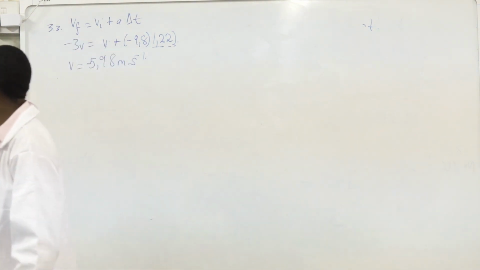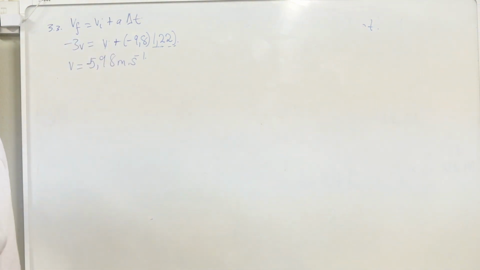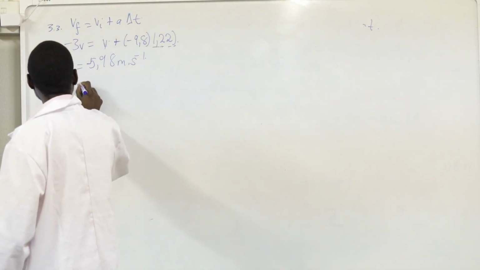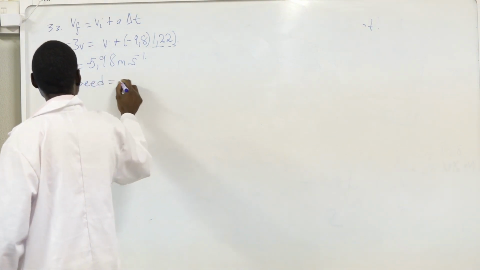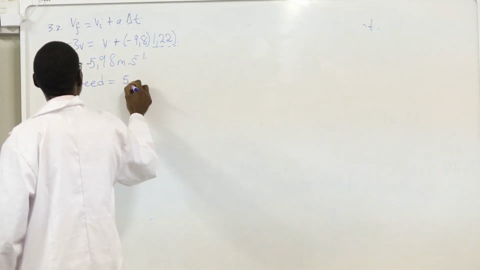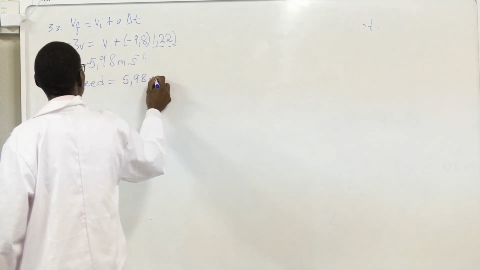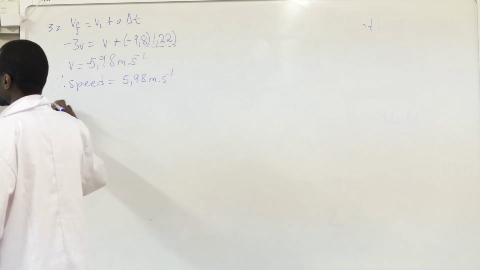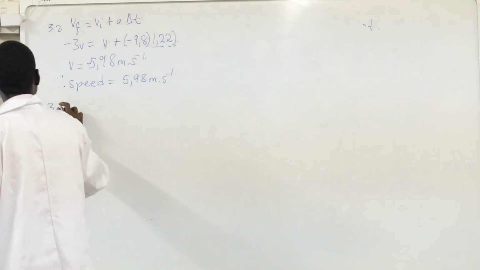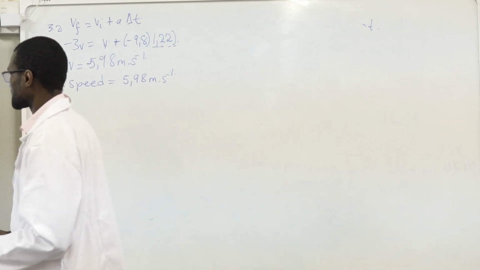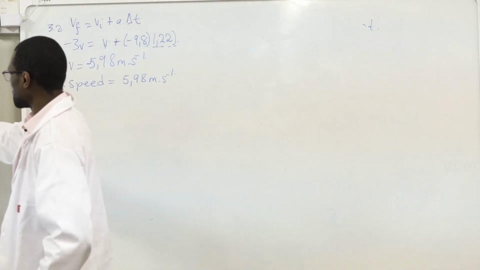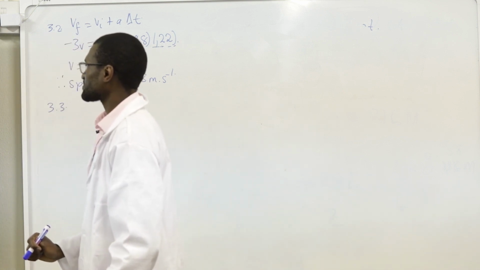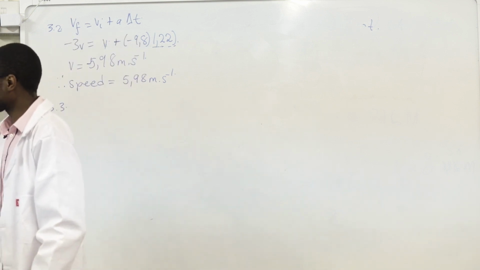So the question is saying calculate the speed. If it is speed, therefore the speed is 5,98 meters per second. All right, 3.3. We had left out 3.2. So 3.3 says calculate the height h.